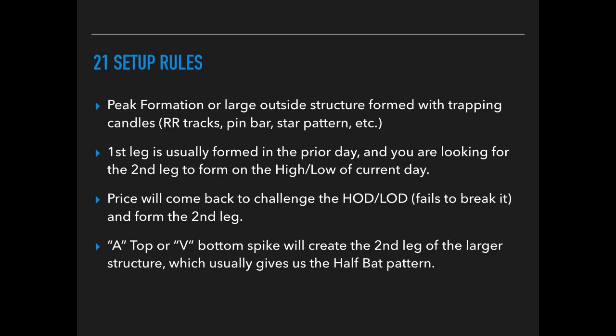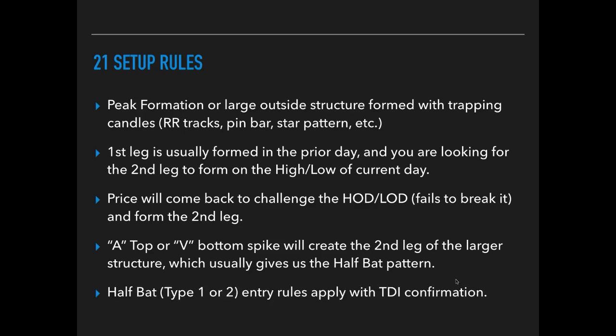The A top or the V bottom spike will create the second leg of this larger structure, and then usually it gives us the half bat pattern. It's not always the case, but ideally you want to see a half bat pattern to give you that strong entry confirmation for the setup. Half bat type 1 or 2 entries apply, with the TDI confirmation. If you aren't familiar with the half bat patterns, I suggest you go back and look through the half Batman video, so you'll be familiar with how to take the entry for the 21 setup.